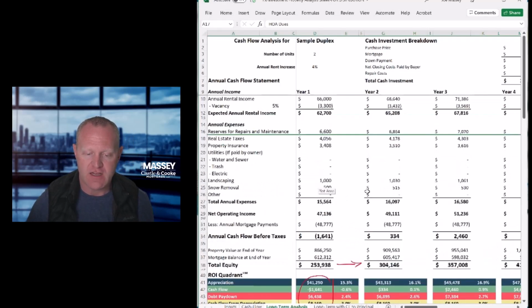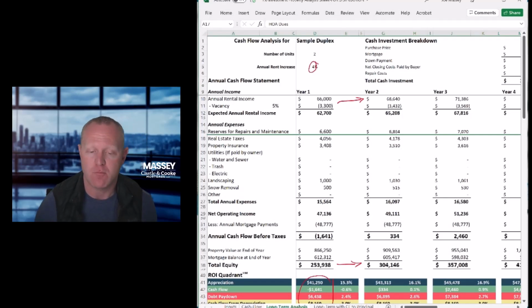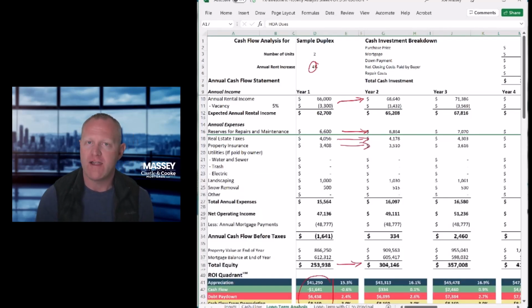And what you're going to see is rents have gone up. Now why? Because we selected that rents go up by 4% per year. You're also going to see an increase in repairs and maintenance. Why? Because we've said that repairs and maintenance are a function of the total rents. You also see an increase in taxes and insurance. Why do you have that?